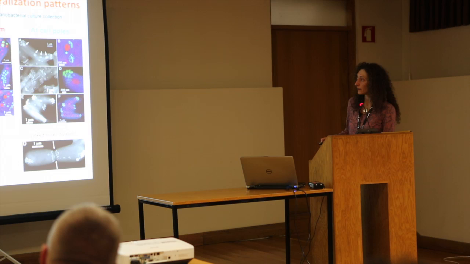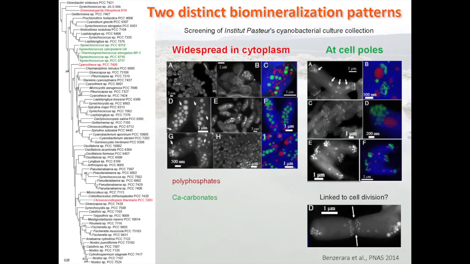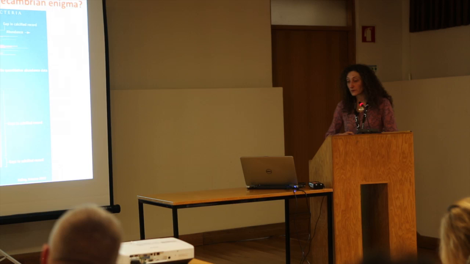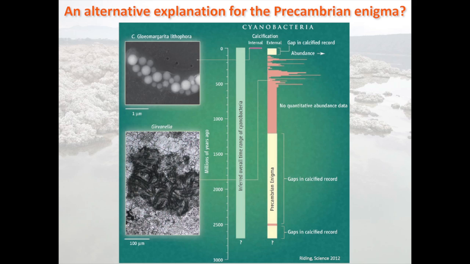And then we also detected a particular group, this time a synapomorphy for the group, that forms carbonates at the cell poles, and we think that this type of pattern has a link with cell division. Because this type of cyanobacteria tends to cluster towards the basal part of the cyanobacterial tree, this opens an interesting question and perhaps a hypothesis, and it is that perhaps this can suggest an alternative explanation for the Precambrian enigma.